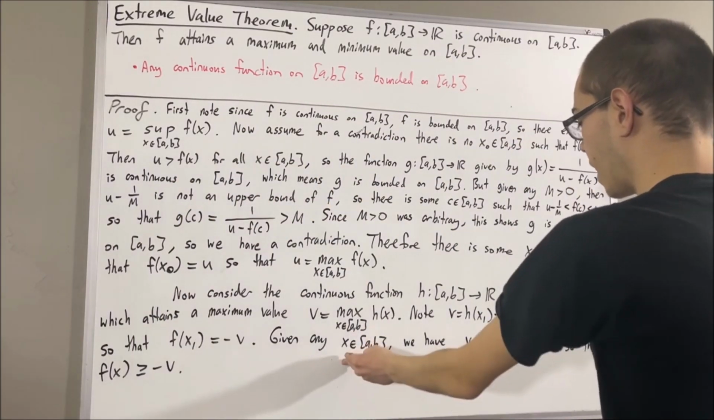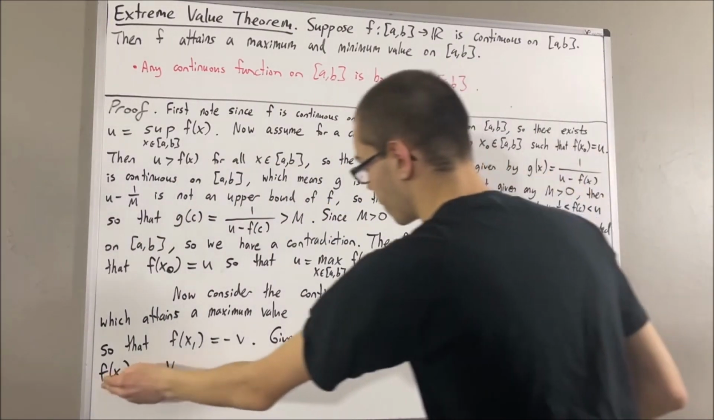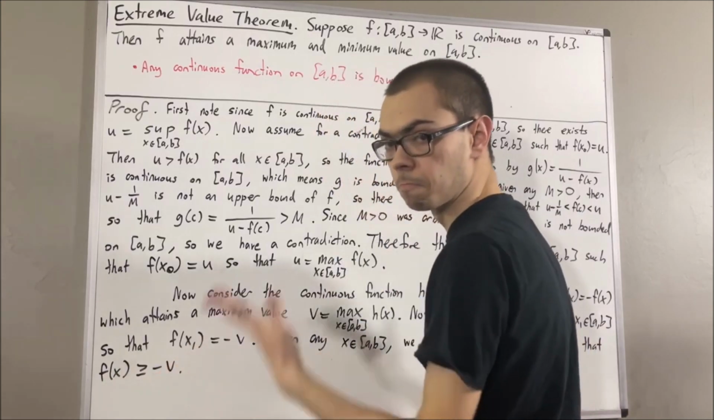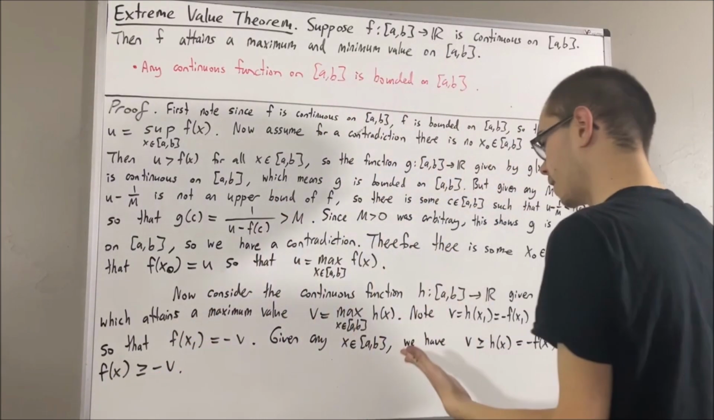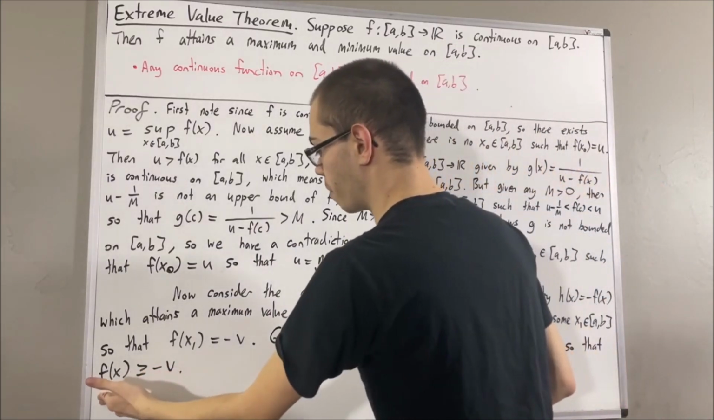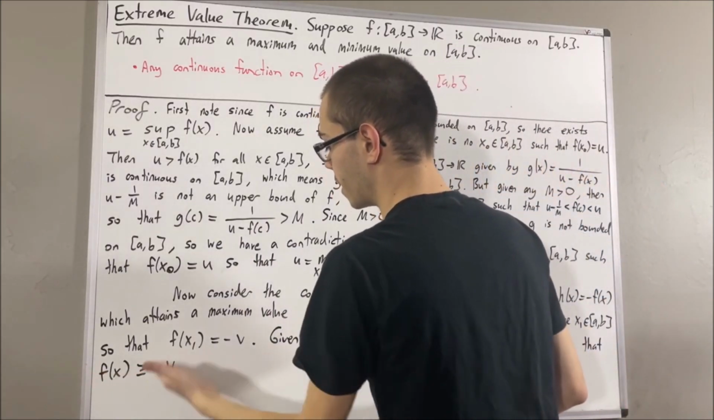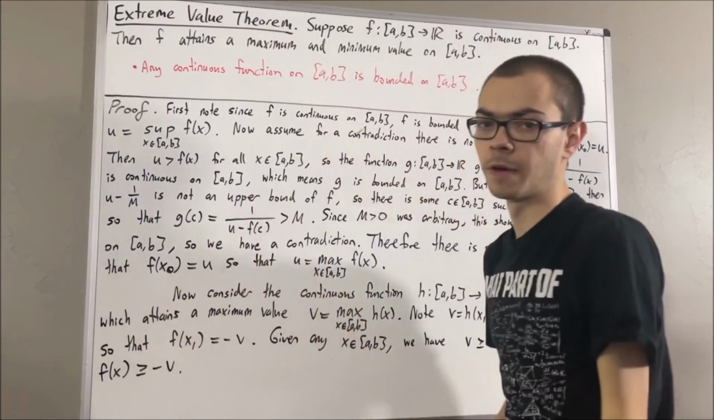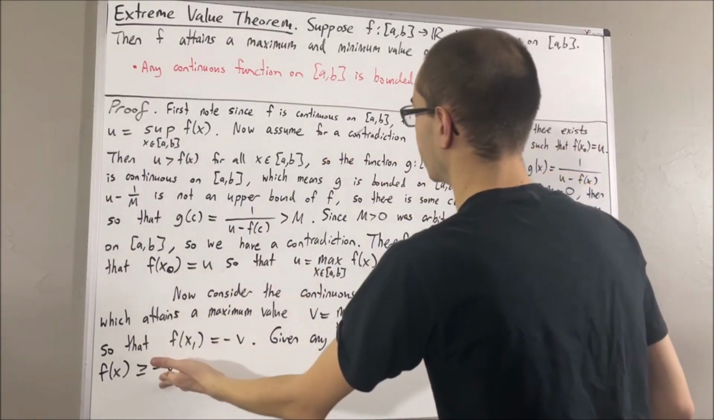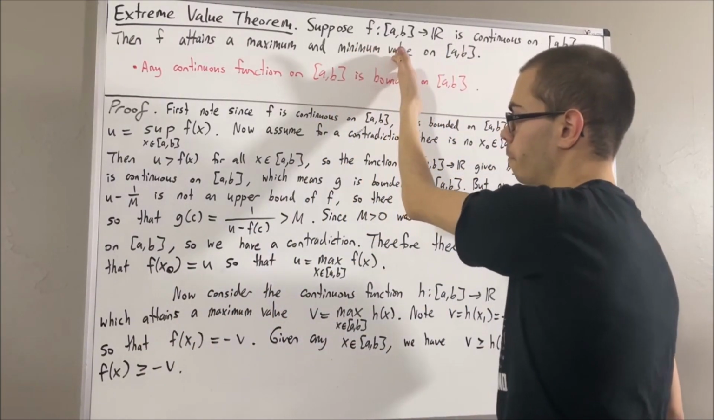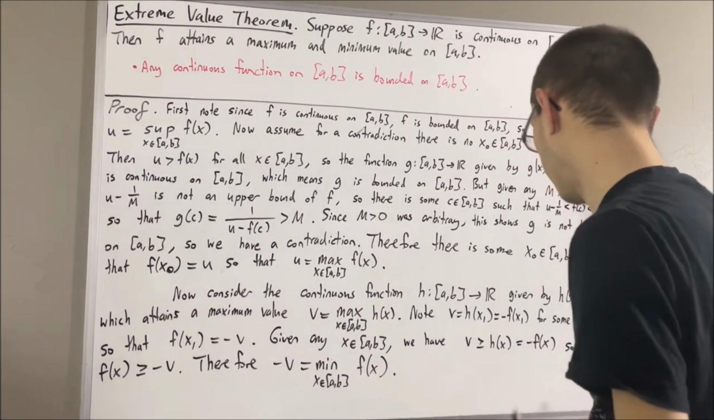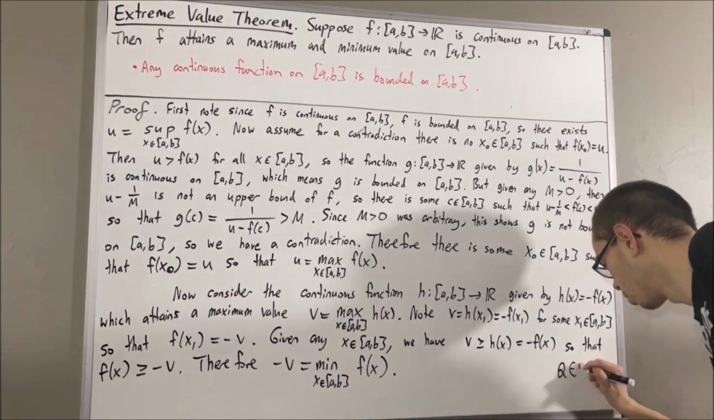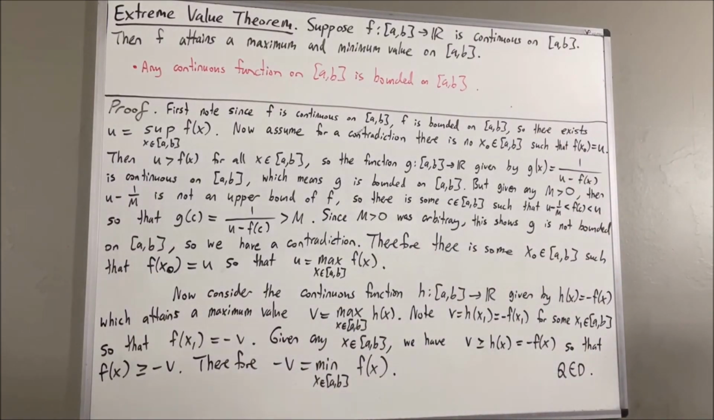So this shows, given any element x in a, b, f of x is greater than or equal to negative v. So, since negative v is an output value of f, and negative v is less than or equal to every output value of f, that tells us negative v is the smallest output value of f. Or in other words, negative v is the minimum value for f. And so this completes the proof. And so yeah, that's pretty much it for this video.